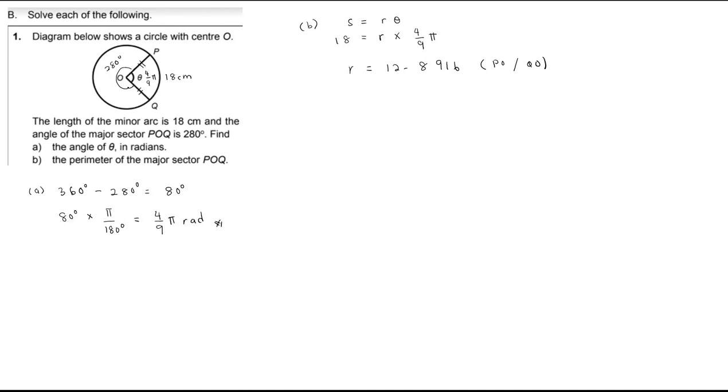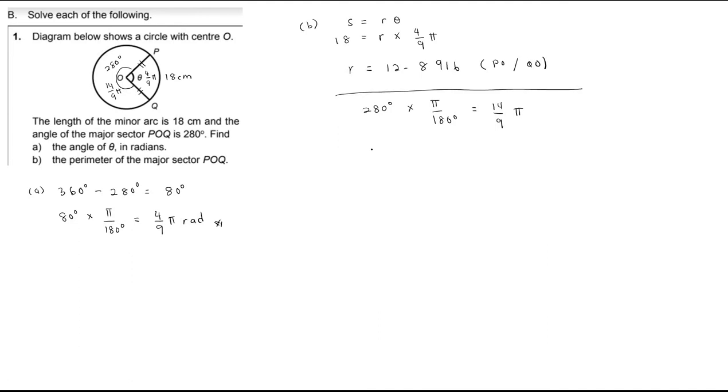We know that the angle is 280 degrees, but we must change 280 degrees into radians. So 280 multiplied by pi over 180, and we get 14 over 9 pi. Okay, the angle in radians.